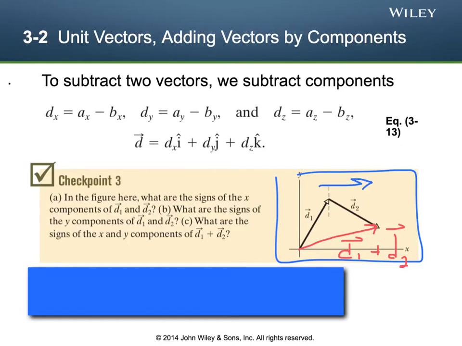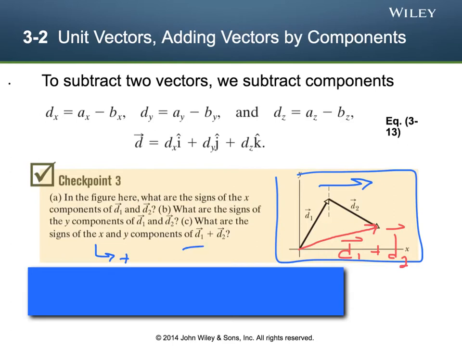And that can help us in part C, what's the sign of the x component of D1 plus D2. Well, if 2 vectors are both moving to the right, you add them together, the resulting vector is also going to be moving to the right. So this is going to be positive. And for the y components, D1 is moving up, but D2 is moving down. And so D1 has a positive y component, and D2 has a negative y component.